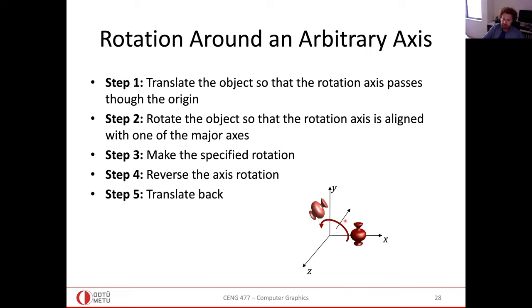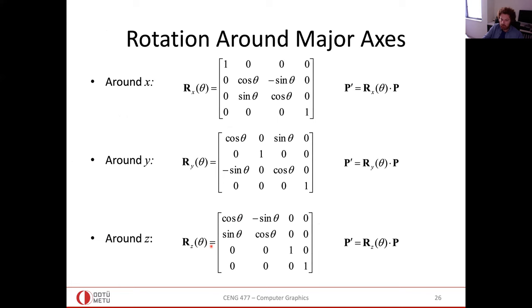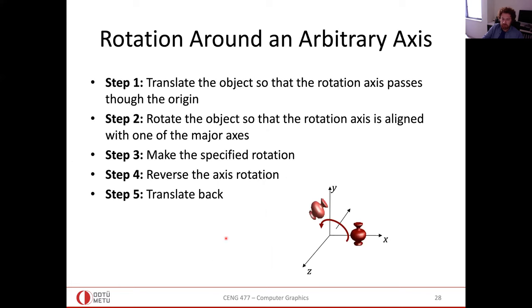Then rotate this black axis on top of a well-known major axis, like the z-axis. Then make the specified rotation about the z-axis using the memorized Rz. And then reverse the first rotation that snapped the black axis to z. And then reverse the translation, which puts it back.